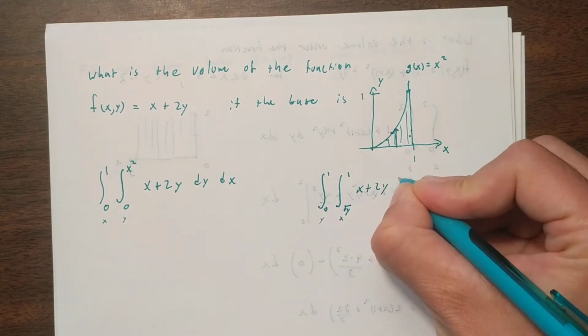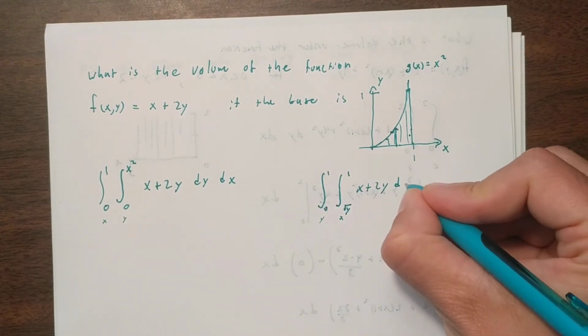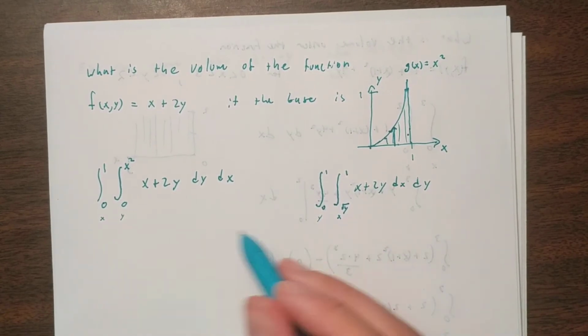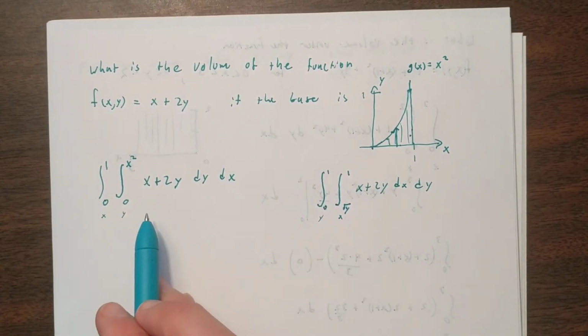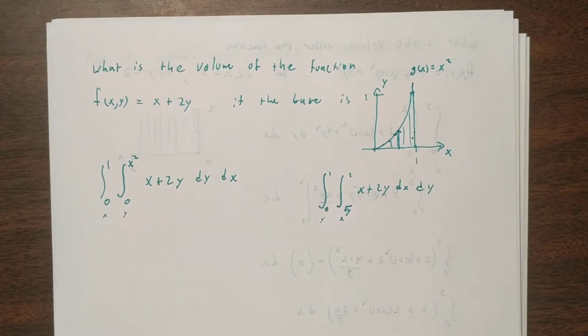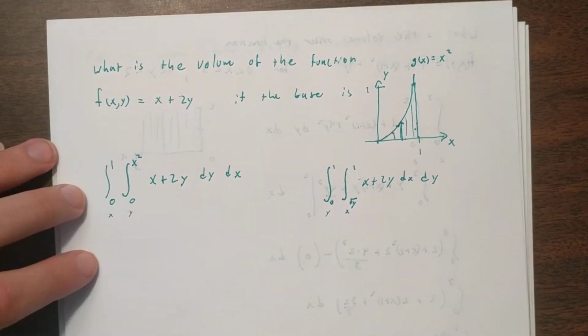x plus 2y, in this case now dx dy. So these two setups would actually be the same. I'm going to do this one, but the other would result in the exact same answer. Okay, so let's go back to this one.